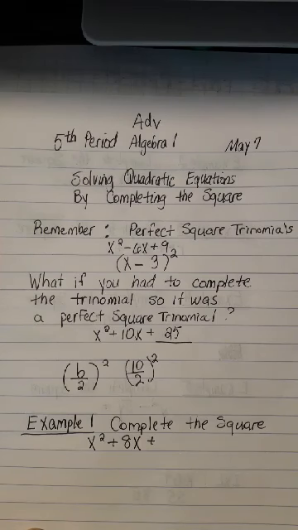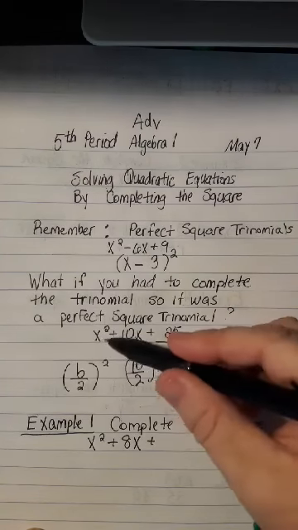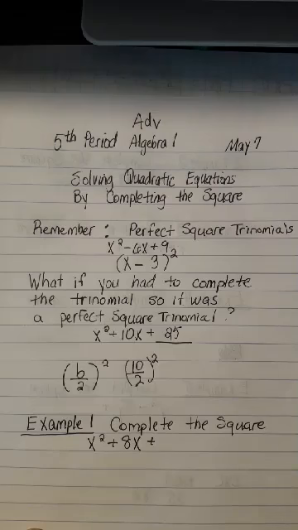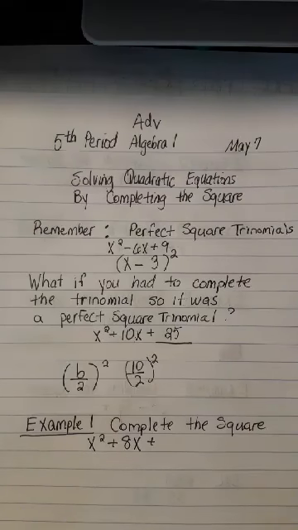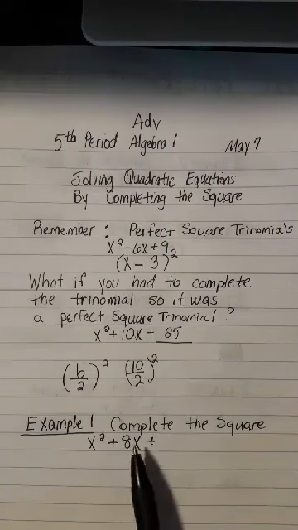So, for the first few examples, that's all we're going to be doing. We're going to learn how to complete the trinomial so that it's a perfect square trinomial. So, look at example 1. Example 1, complete the square.